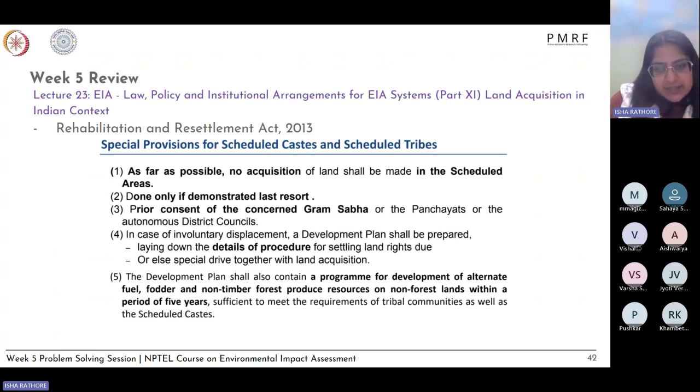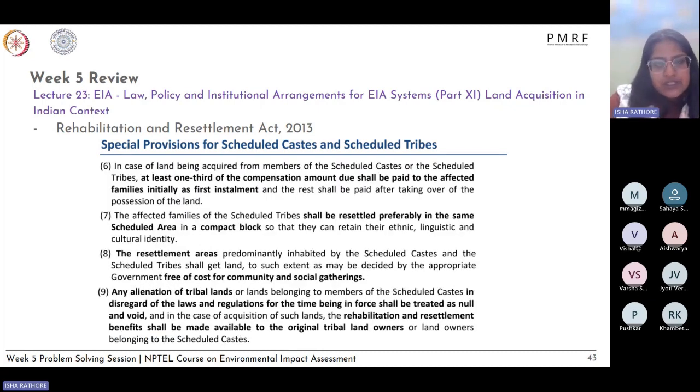And the development plan shall contain a program for development of alternate fuel for the non-timber forest produce resources on non-forest lands within a period of 5 years, sufficient to meet the requirements of the tribal communities as well as the scheduled castes. So they need to ensure all of these.